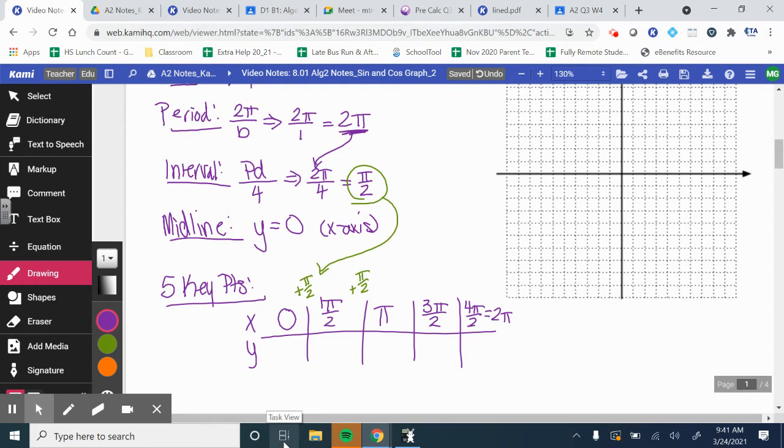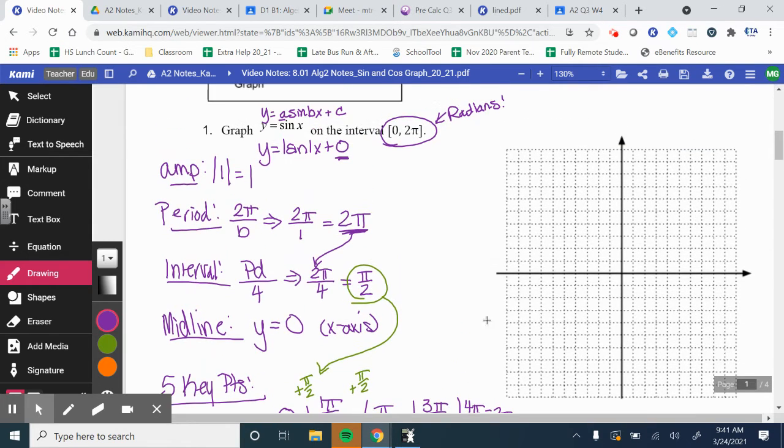Being able to do that will really help you make it faster and easier when you're labeling your x-axis as well. But that's really the same thing as just adding pi over 2 every time, it just makes it a little easier. So 0, 1 pi over 2, 2 pi over 2, 3 pi over 2, 4 pi over 2. So we filled in our x row. Now decide if we're going to be in degrees or radians. And we already decided earlier on, since it was 0 to 2 pi, that we're going to be in radian mode, which we wrote up here.